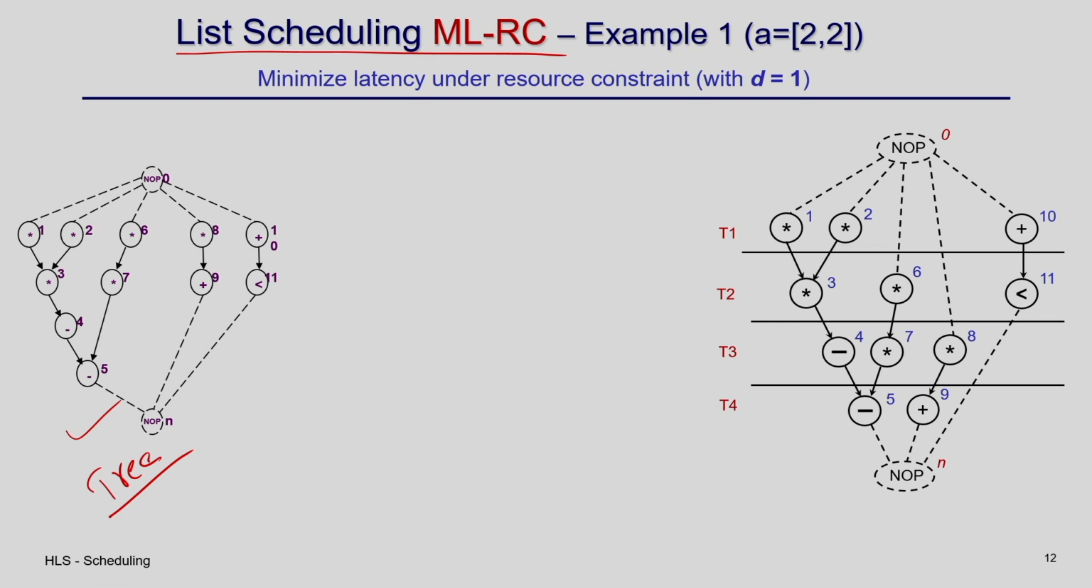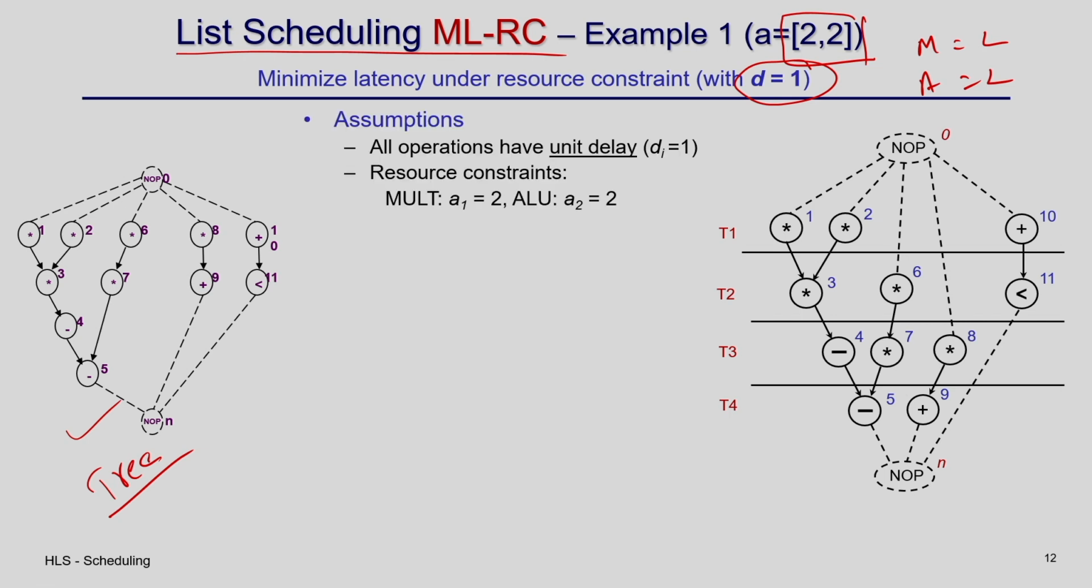So, let us assume that I have two types of resources. One is the multiplier, I have 2 multipliers, and the ALU is 2. So, 2 ALUs which can execute plus, minus, and greater than, less than operations. Let me explain this, and I assume that all these operations take one cycle. So, this is the simplest possible case. I have all operations of single cycle.